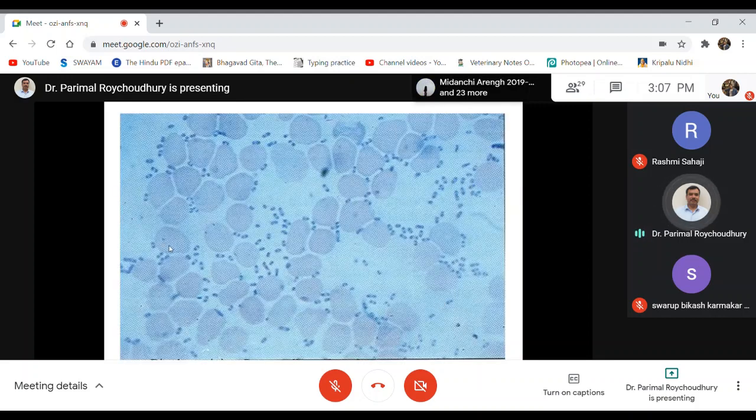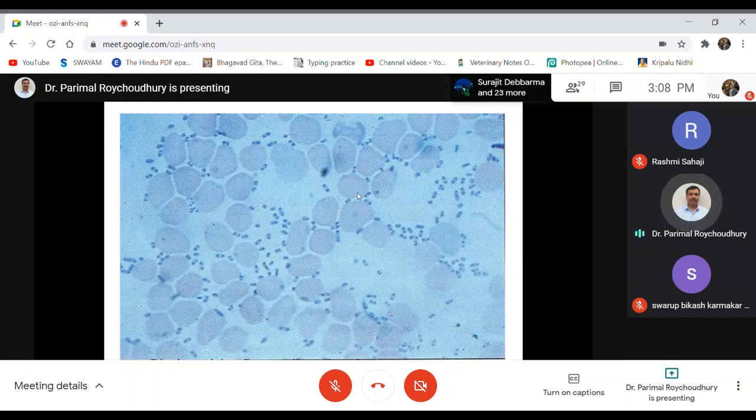This picture is a very clear-cut picture of a septicemic disease that occurs in cattle and buffalo very frequently in our country. It's called hemorrhagic septicemia, and it is caused by the organism Pasteurella multocida. These are the RBCs from the blood smear.